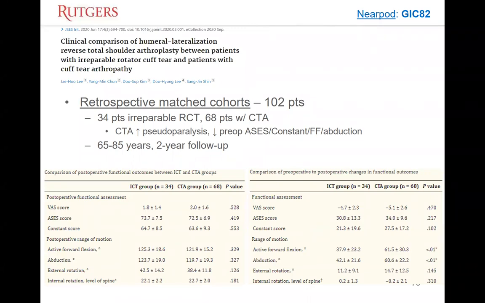At final follow-up, both groups had substantial improvement in all functional scores and range of motion, except for internal rotation, and no differences were seen between the groups. However, due to the lower baseline scores in the cuff tear arthropathy group, they had a larger magnitude of improvement in forward flexion and abduction. There were no radiographic differences between the groups, and scapular notching was seen in 12%. The authors concluded that this had similarly good outcomes for elderly patients, both with and without cuff tear arthropathy, and having the matched cohorts helped to validate their results.